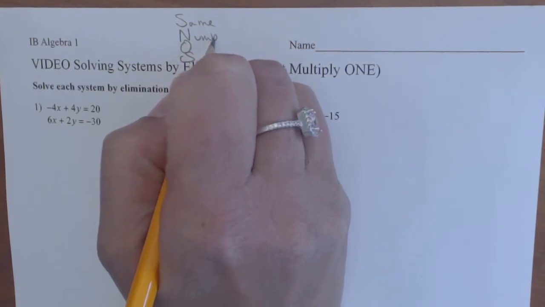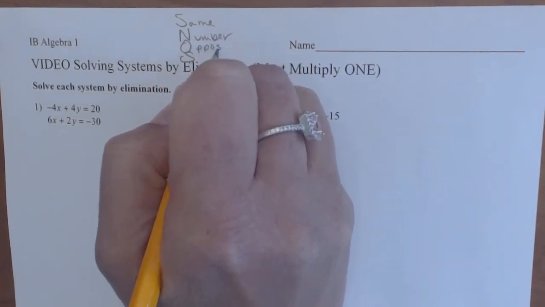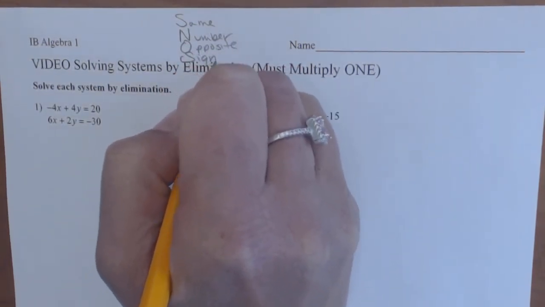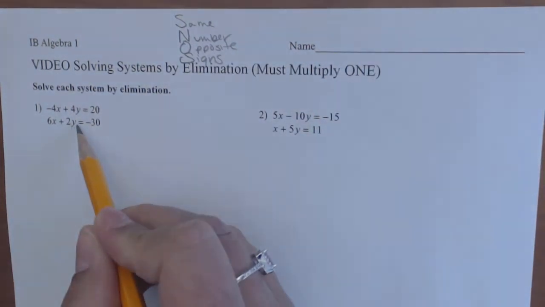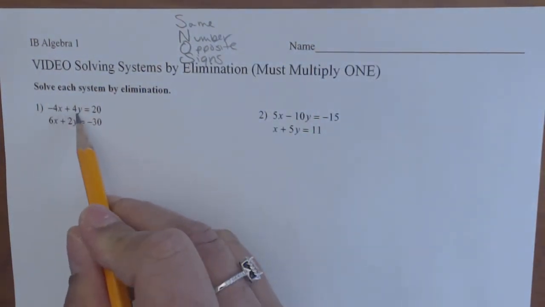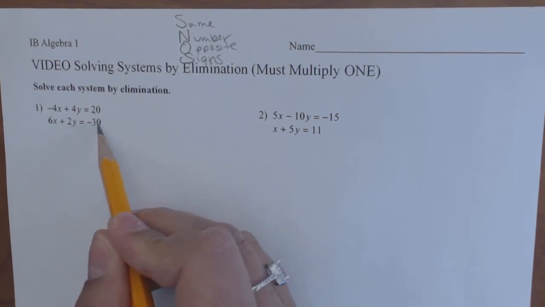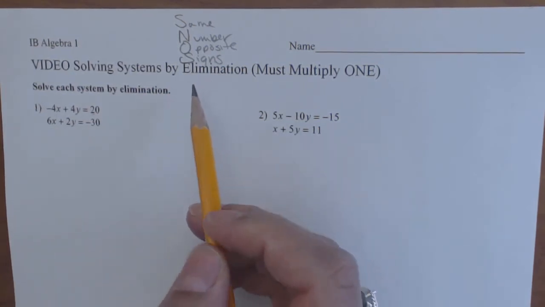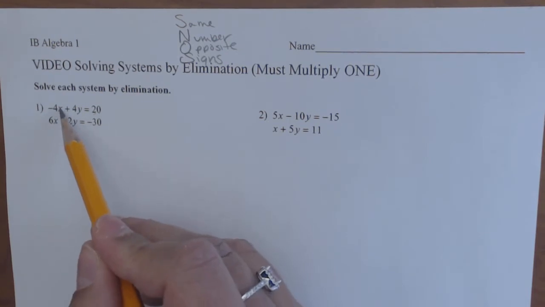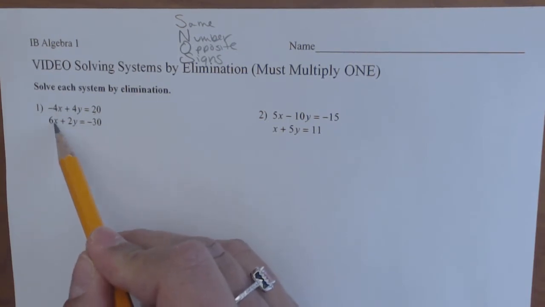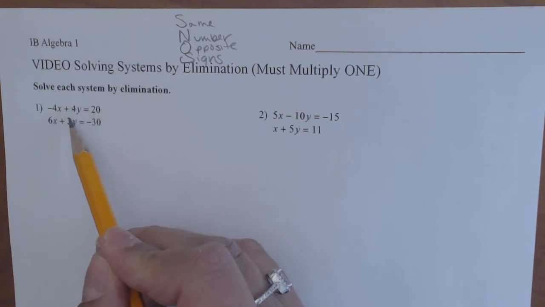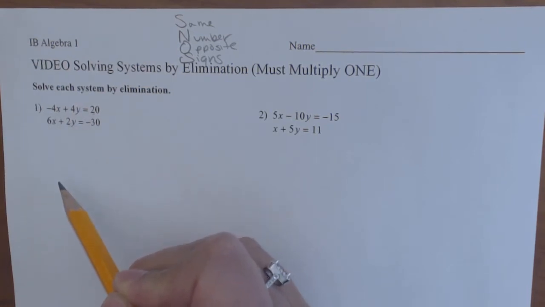Same number, opposite signs. So if we look at number 1 here, it's negative 4x plus 4y equals 20. 6x plus 2y equals negative 30. We need to eliminate a variable. And if you look at the x's, this is negative 4, this is 6, not the same number. This is positive 4, this is positive 2. Again, not the same number.